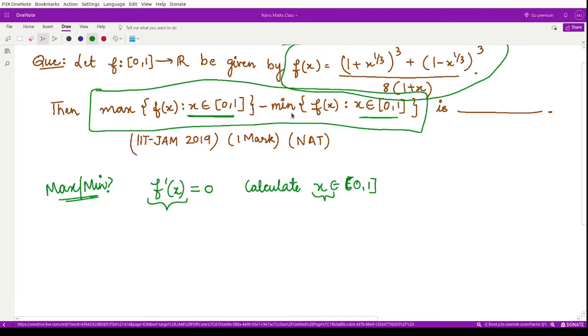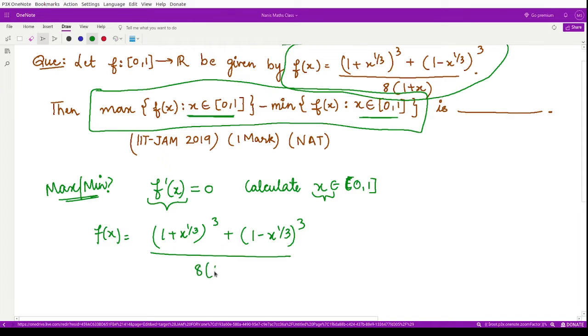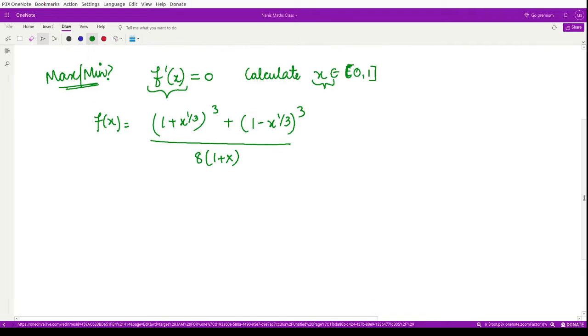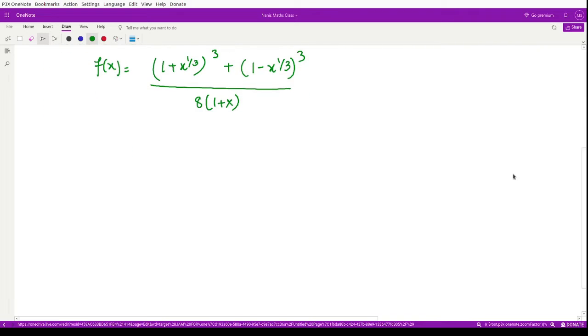So okay, we are given this function f of x, which is equal to (1 plus x) to the power 1 by 3, whole cubed, plus (1 minus x) to the power 1 by 3, whole cubed, divided by 8 into (1 plus x). Now calculating the derivative is quite difficult because here you see the powers 1 by 3 of x. So what we do, we simplify this a bit. So let's do the calculation over here.